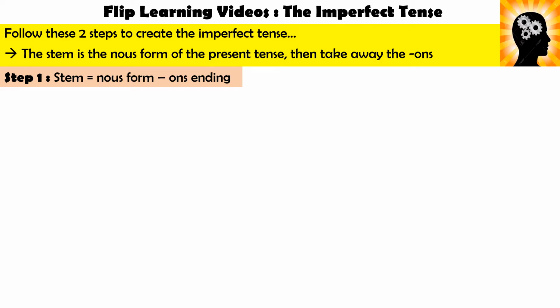Now, why the nous form? Because it changes a lot of verbs. So the first step you need to do is whatever verb you want to say you were doing or was doing or used to do, you take it in the nous form in the present.